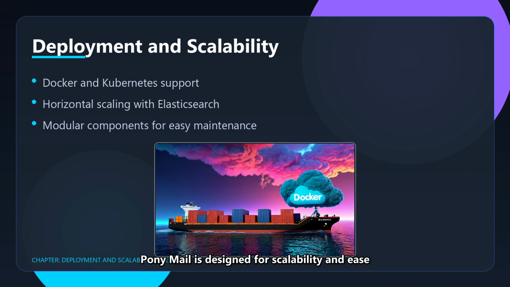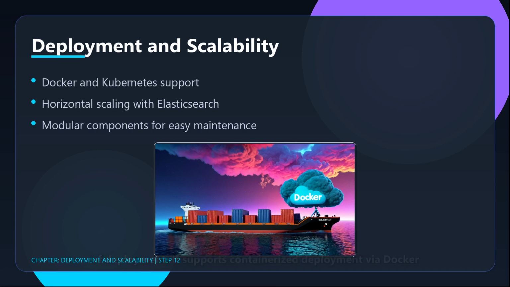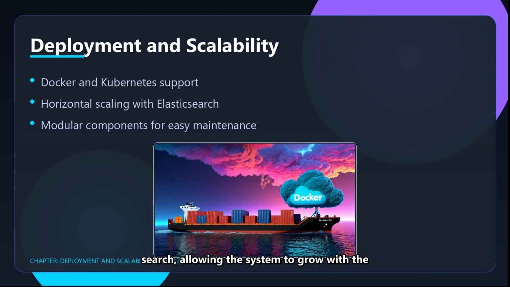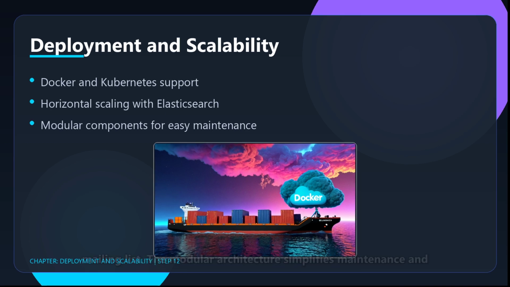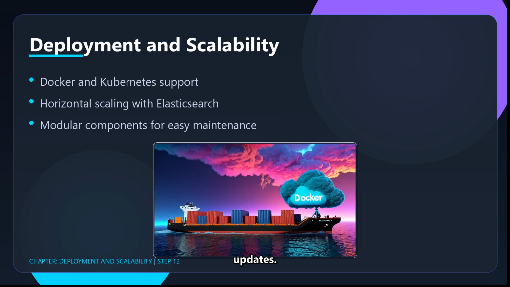Pony Mail is designed for scalability and ease of deployment. It supports containerized deployment via Docker and Kubernetes, making it easy to scale horizontally. Elasticsearch handles the heavy lifting of indexing and search, allowing the system to grow with the mailing list. The modular architecture simplifies maintenance and updates.